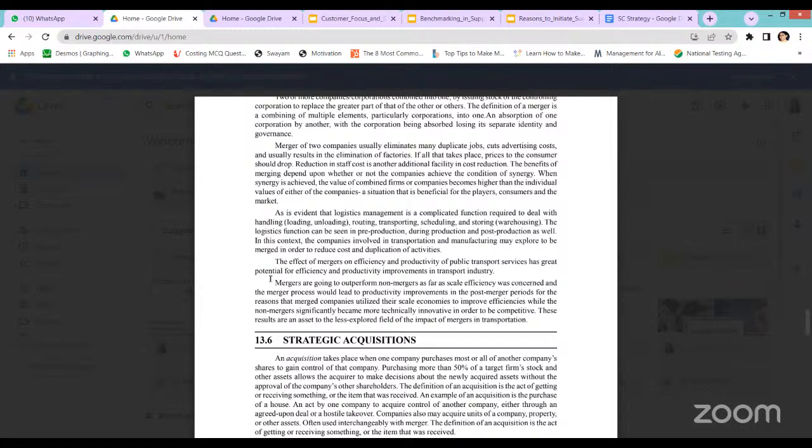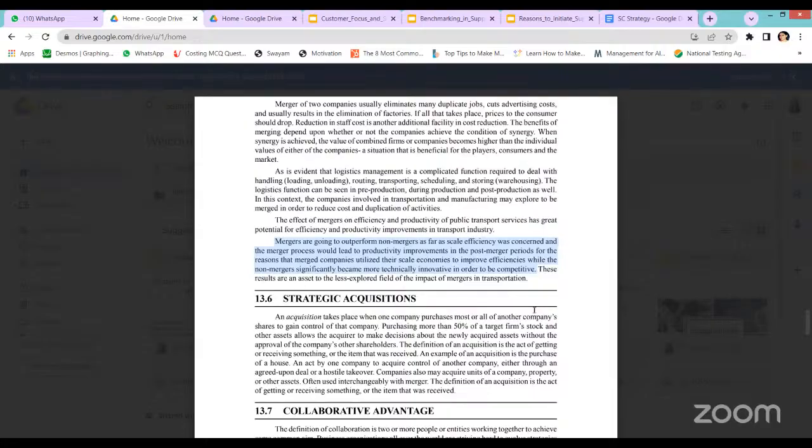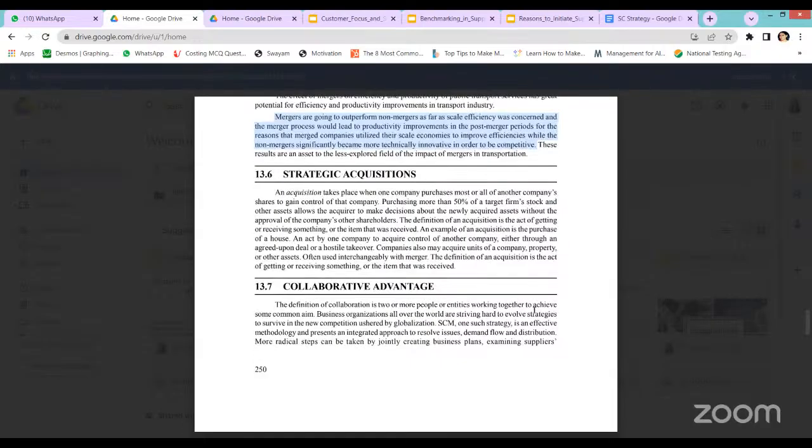Mergers outperform non-mergers as far as scale efficiency is concerned, and the merger process leads to productivity improvements in the post-merger period, because merged companies utilize their scale economies to improve efficiencies, while non-mergers became more technically innovative in order to be competitive. So, what is the advantage? Why do they get into mergers? To enjoy large scale economies and to make mutual benefits. Next one is strategic acquisitions.